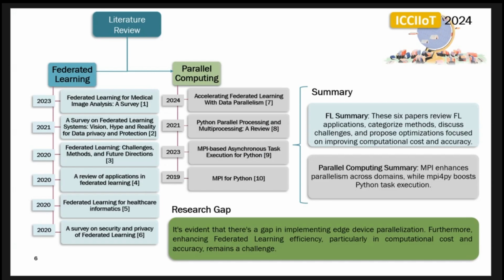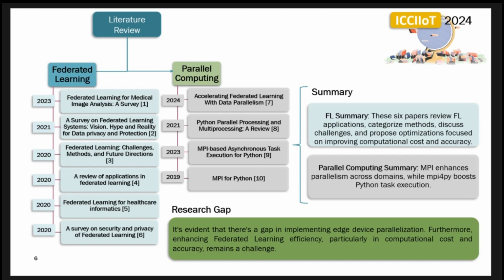Let's move towards the related work. The literature is basically divided into two key areas, which are federated learning and parallel computing. For federated learning, we have reviewed the most recent six research articles. These articles review the FL applications, categorize the methods, discuss the challenges, and propose optimizations focused on improving the computational cost and accuracy. For parallel computing, we have reviewed a lot of recent research articles, and the most relevant to this research are mentioned here.